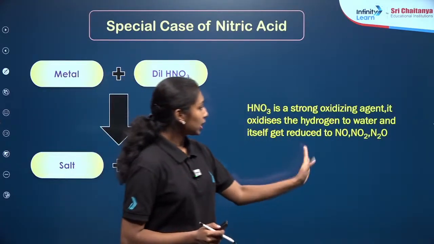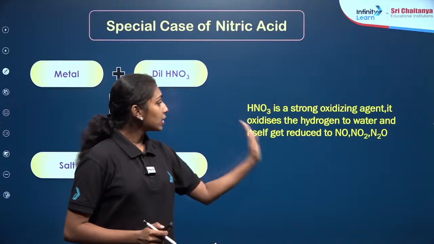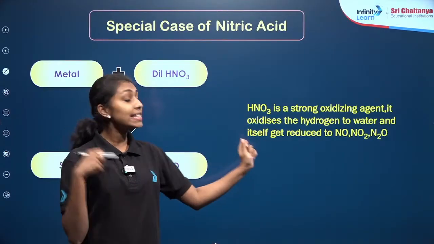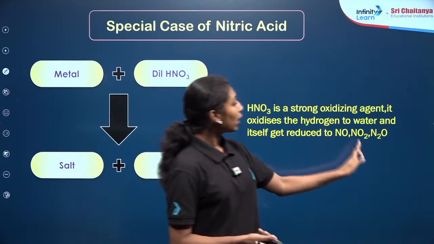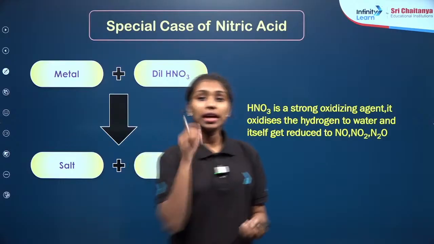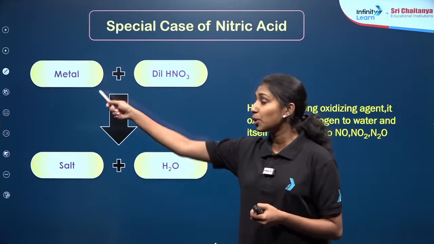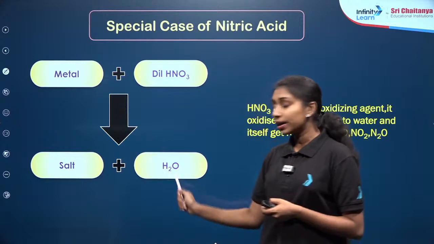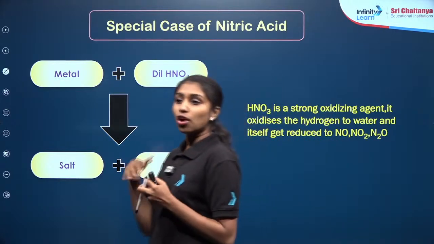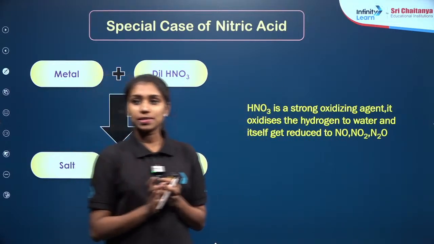So, HNO3 is a strong oxidizing agent. It oxidizes the hydrogen to water and itself gets reduced to NO, NO2 or N2O. So, whenever the metal is reacting with dilute HNO3, we will get a salt, the corresponding metal nitrate salt, plus water, plus any of the nitrogen oxides. I hope you understand. Clear?